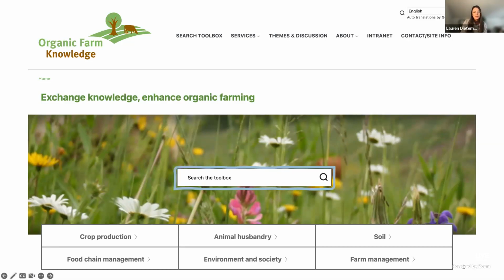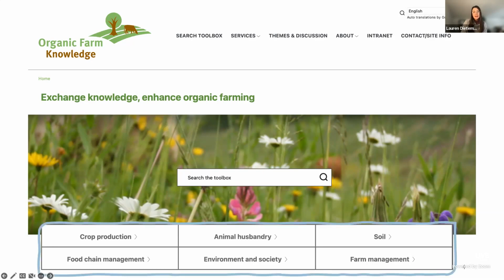The core of the platform is the toolbox, which provides access to resources for organic farmers and advisors like fact sheets, videos, etc. Many of these tools, as we call them, feature farming innovations coming straight from projects like BIOFRUITNET. The tools cover many different themes, and users can also browse the toolbox using the 6 major themes, as you see highlighted with the blue box.